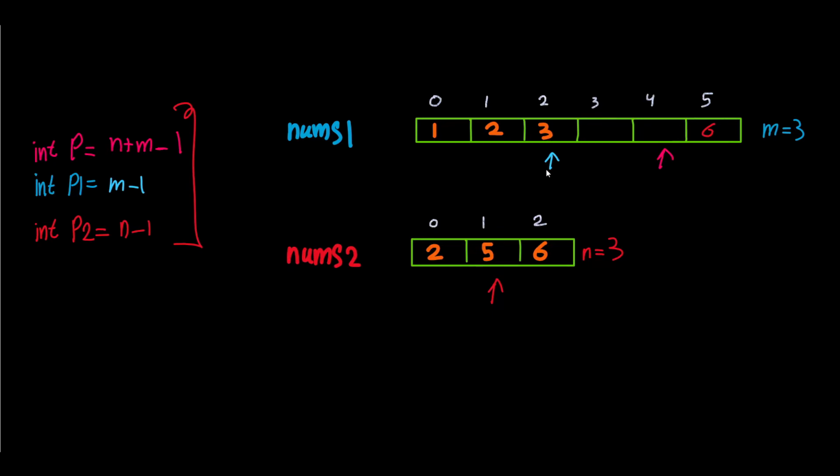Now, which is greater, 3 or 5? 5 is greater, so we will store 5 here. And now it's time to decrement the pink and the red pointer. So the red pointer will be here and the pink pointer will go here. Now again, which is greater, 3 or 2? Now 3 is greater in this case, so 3 will be stored here.